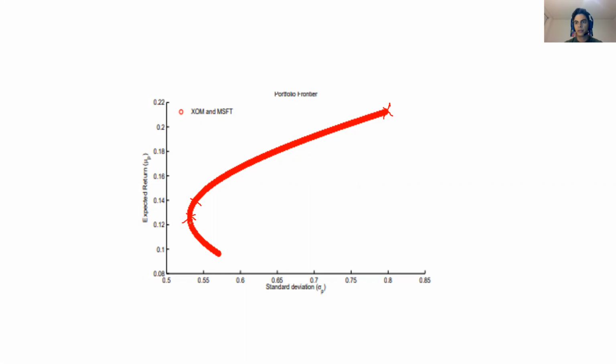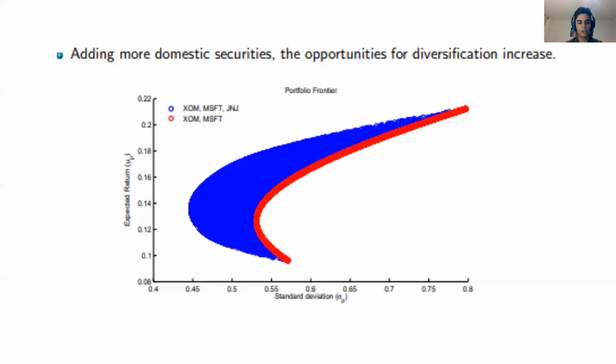But in the next graph with three assets, if you want to make a return of 12, you could be at a level of risk of 0.45. And it is even better if you go up. With 0.45, you can have a rate of return of 0.15. So do you see the importance of investing in portfolios and not in individual assets?